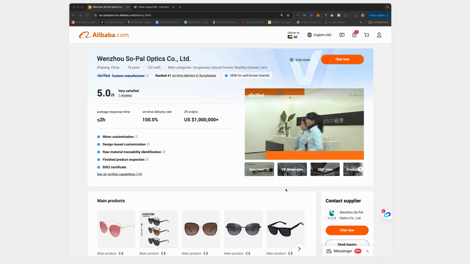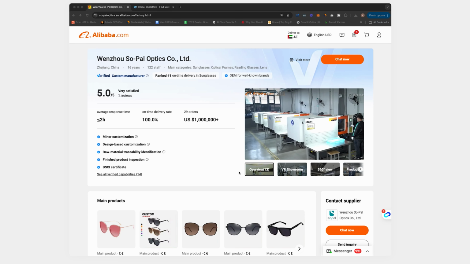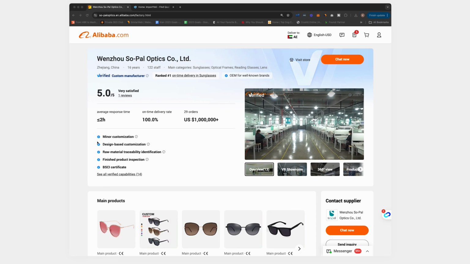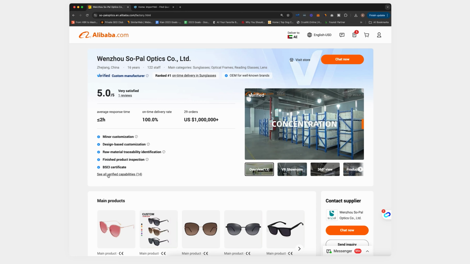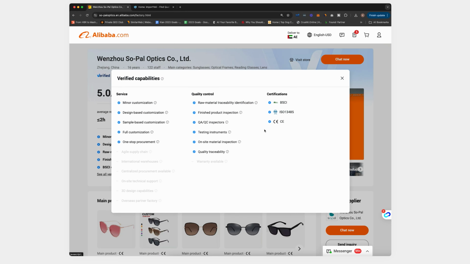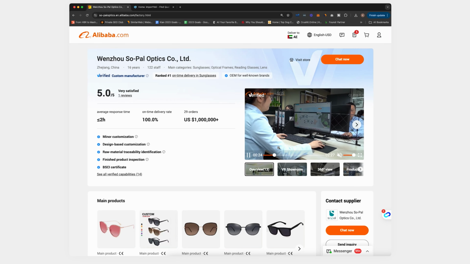Now that I've landed on their page, the key things I'm going to be looking for are, see these blue ticks, these are all the verified information. So I can click see all verified capabilities, and I can see they have the BSCI, ISO, CE certification, quality assurance, quality control inspectors, customization available, quality traceability. Great, seems like a good factory to work with.